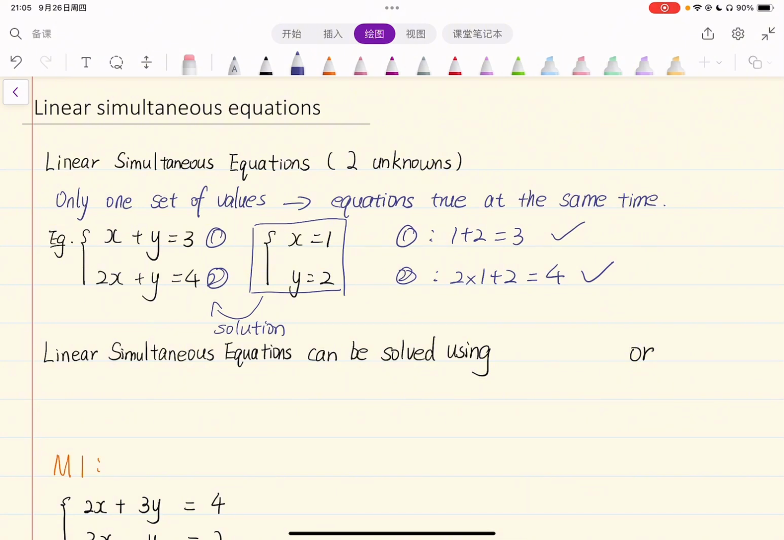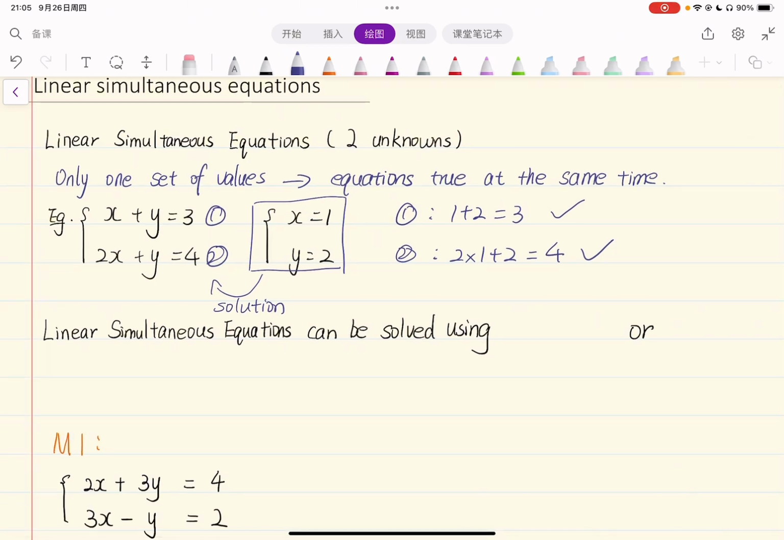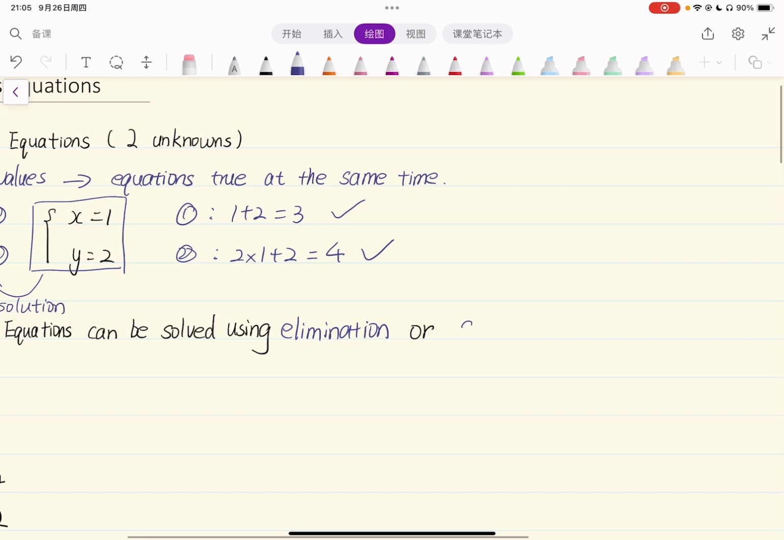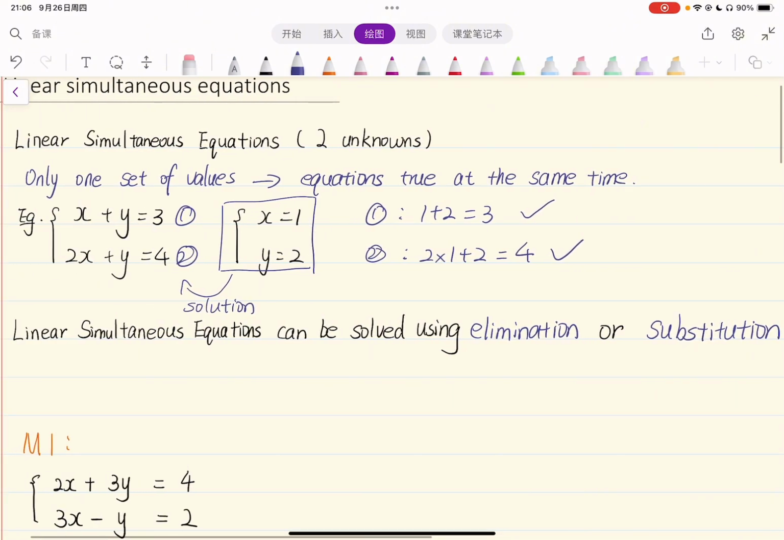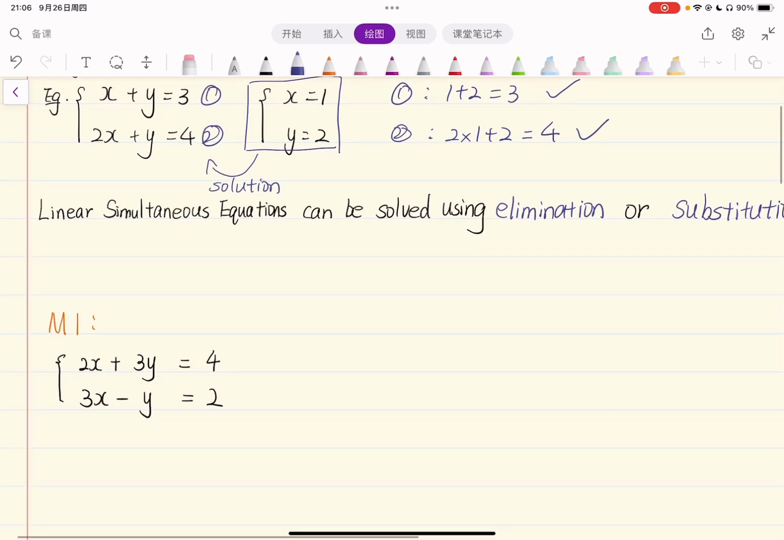Well, how do we solve these equations? There are two ways. The first one is called elimination, and the second one is substitution. Now, let's focus on elimination first.